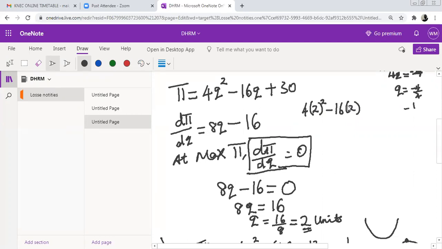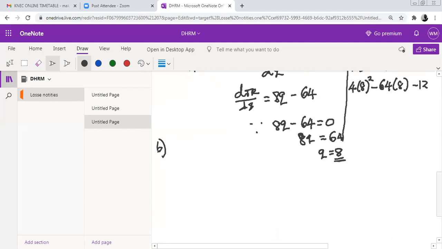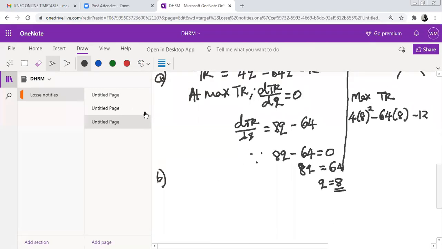Teacher, just a minute. Yes. Can we do the equation for the last one, replacing Q with 8? Okay, no problem. This one, the total, yes.